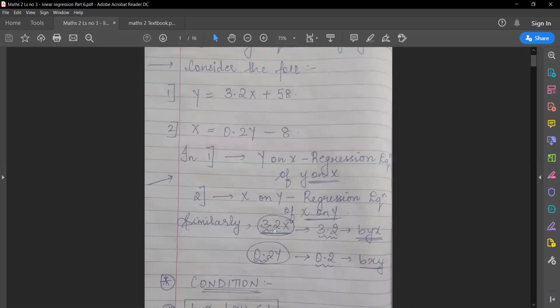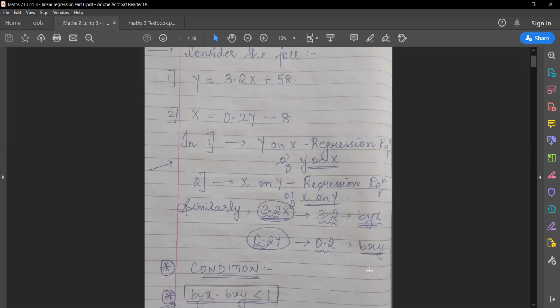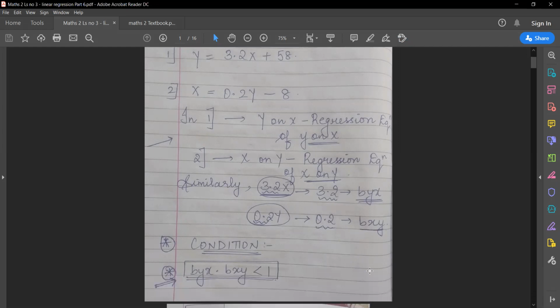So as you can see class, in 3.2x, 3.2 can be called byx with reference to the first sum, and similarly in 0.2y, 0.2 can be called bxy. Now class, there is one condition which you have to check in the sums that I'll be explaining. The condition is the product of byx and bxy should always be less than 1. That is, less than unity. So you have to keep this condition in mind. You will see how I'll use this condition in the sums when we solve it.